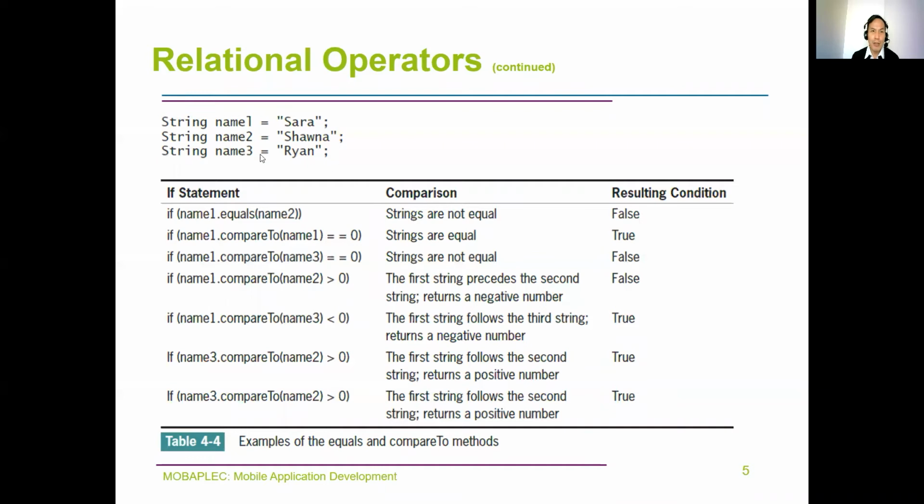Same logic with another one. If name 1, which is Sarah, is compared to name 1, she's still Sarah. So if we compare Sarah to Sarah, the result is equal to 0. Technically that's true. So that's a resulting condition and so on. This is how the relational operators work. We're going to compare the given strings, and in this example, we check the resulting condition.